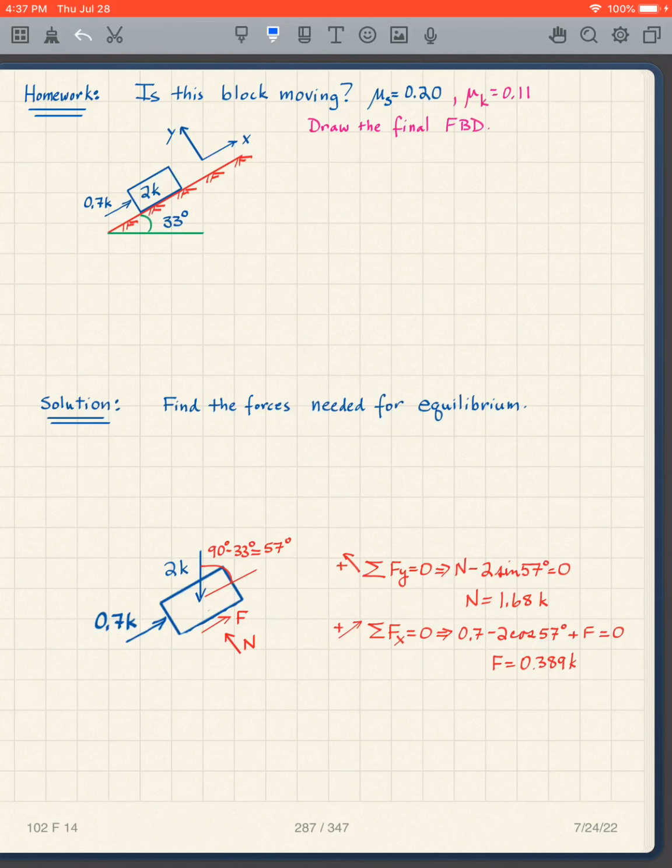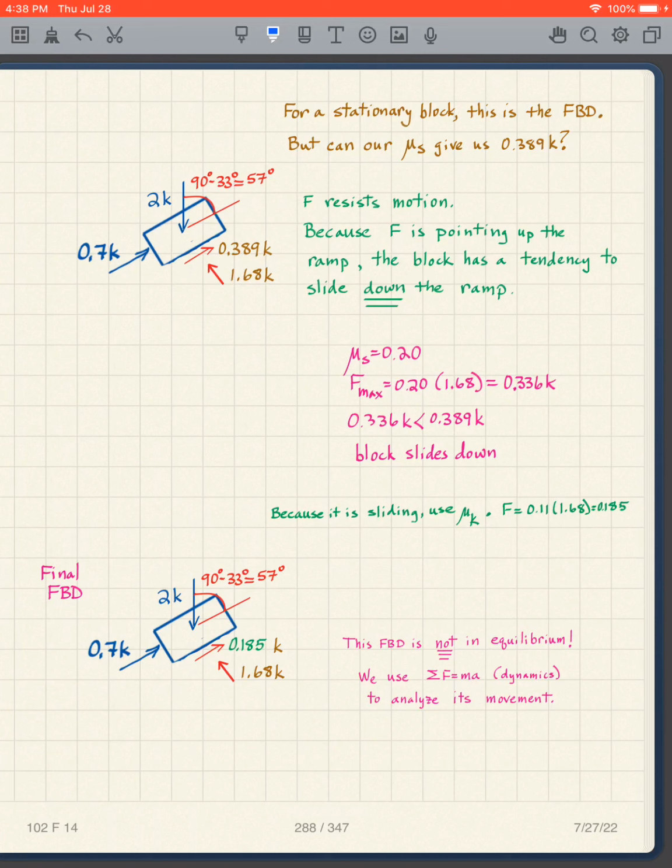All right, so what does that tell us? Well, when I draw my final free body diagram, it looks like this. What does that mean? That means I have to have a friction force in that direction to keep this stable. In other words, even though there's a force going up that way, I'm not pushing the block upward.